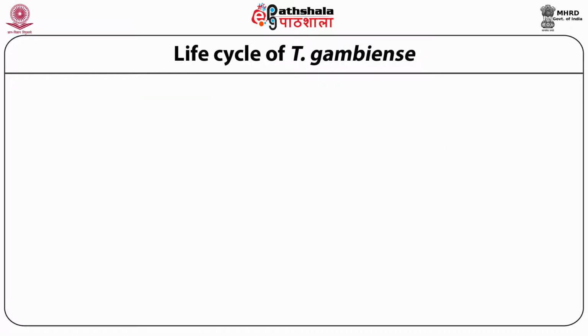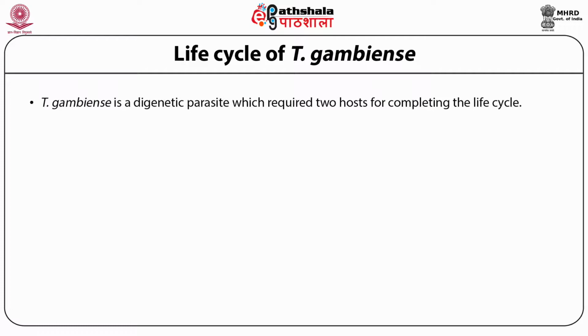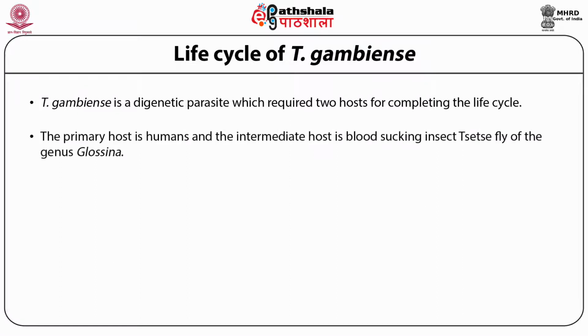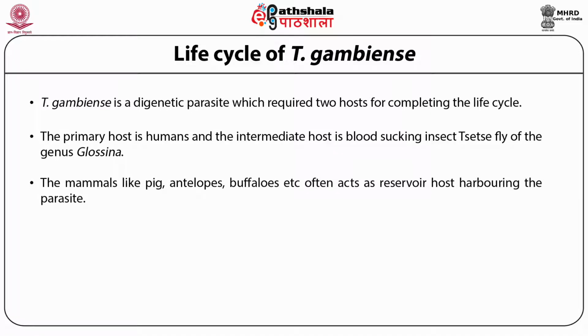Life cycle. Trypanosoma gambiense is a digenetic parasite which requires two hosts for completing the life cycle. The primary host is human and the intermediate host is the blood-sucking insect tsetse of the genus Glossina. Mammals like pigs, antelopes, and buffalo often act as reservoir hosts harboring the parasite.